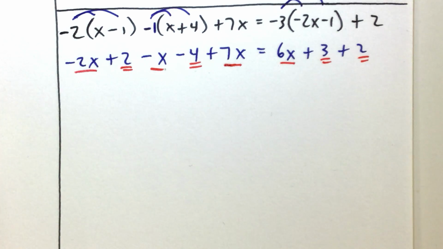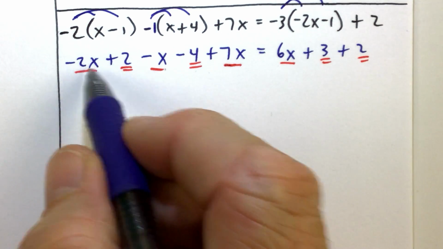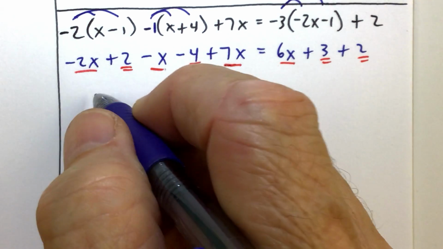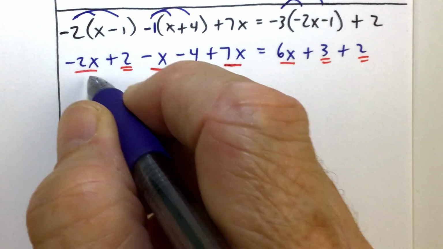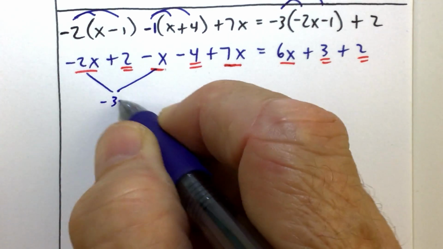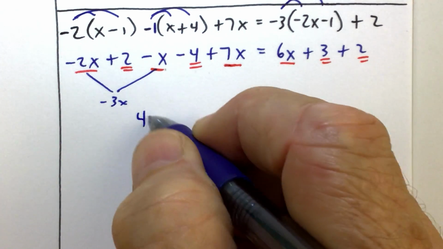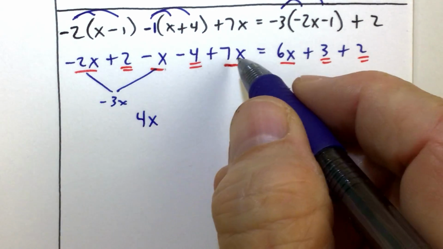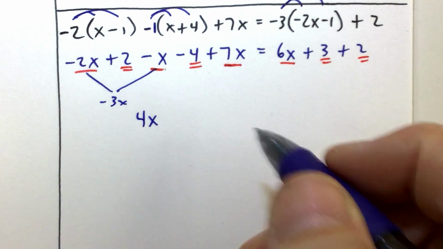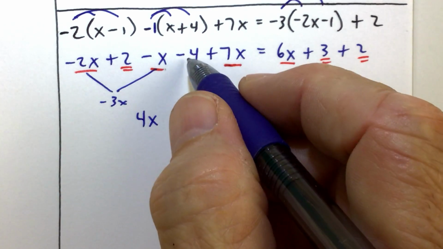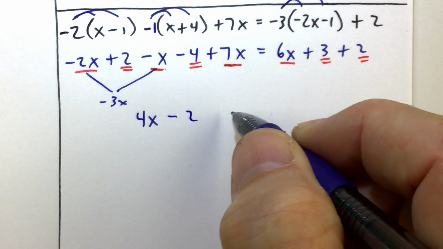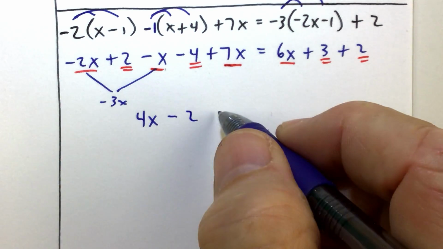So combining like terms on the left-hand side, we have a negative 2x and a negative 1x. That's a negative 3x. But then I also want to combine that with the positive 7x, which gives me 4x. Negative 3x and positive 7x is 4x. Then we have a 2 and a negative 4, which gives us a minus 2. 2 minus 4 is negative 2.